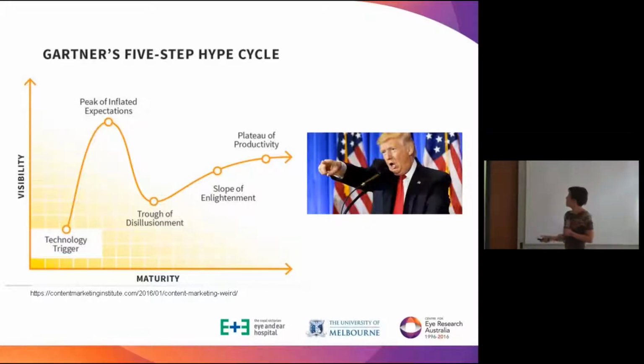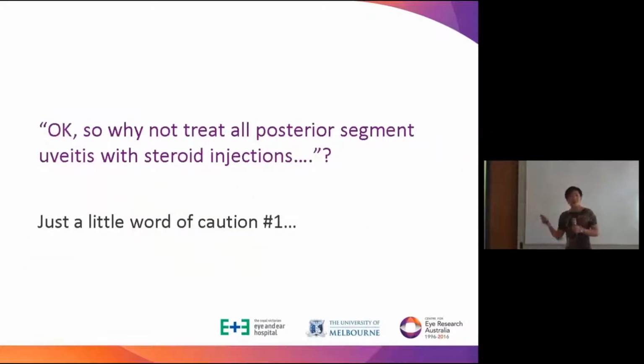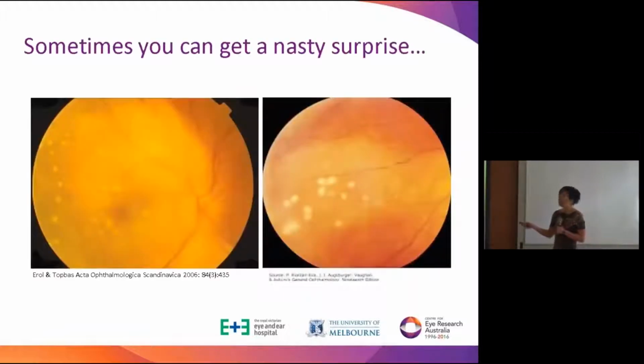So based upon these, you sort of sit there going, well, why don't I just inject everybody with posterior segment inflammation and the complications? Why don't I just treat them all with intraocular steroid injections and not worry about the rest of it? Just a few words of caution. Number one, you can get a nasty surprise.